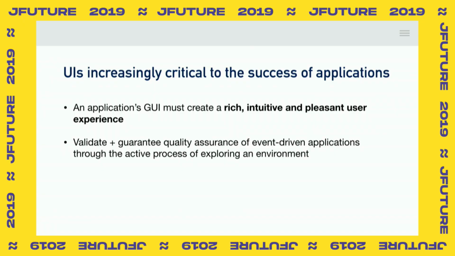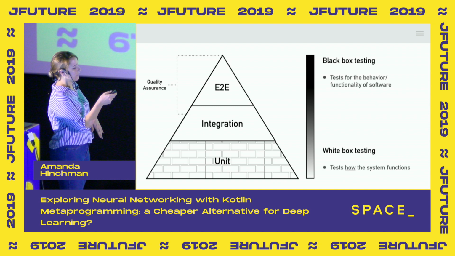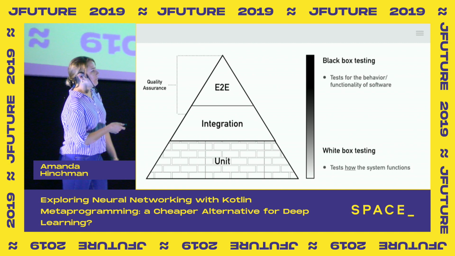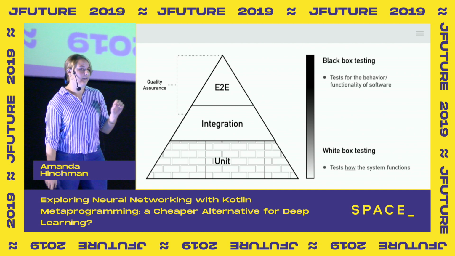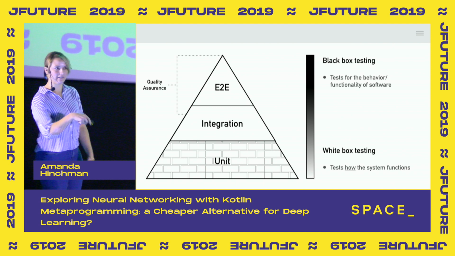And I say this because there are actually different kinds of testing when we're talking about testing UI and applications in general. So I like to refer to this pyramid where the topmost part is black box testing, and the bottom part is white box testing. Let's start with white box testing. White box testing is testing how the system functions. Usually developers end up writing these tests because we have knowledge of exactly what's in the code, and we write tests based on the code itself.